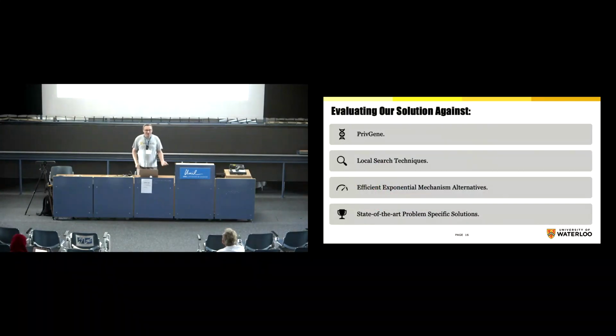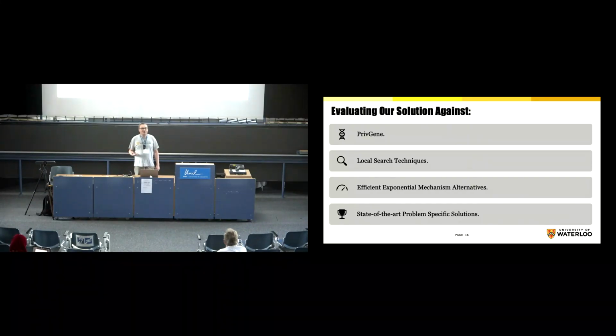Okay, so the evaluation I was talking about. We evaluated against a whole bunch of different work. First of all, PrivGene, that's that first genetic algorithm solution. There were also some local search techniques. This is just an iterative, greedy algorithm. Turns out there were a few of these for the problems we looked at, but I don't have time to talk about that today.